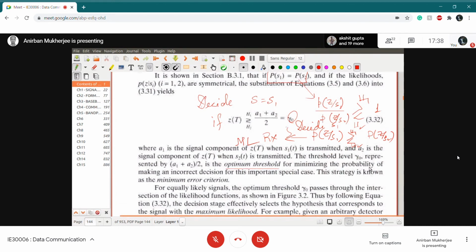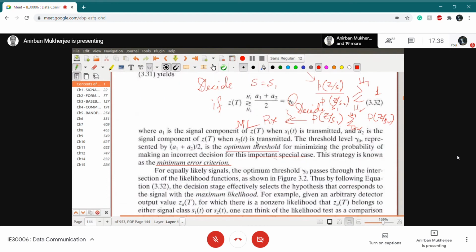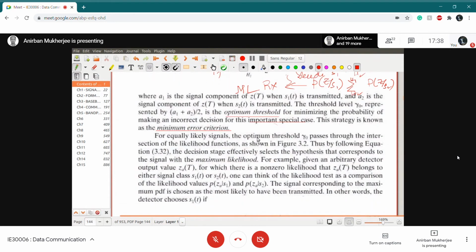This (A1 plus A2) by 2 is the optimum threshold for minimizing the probability of making an incorrect decision, for an important special case. Special case means P(S1) equal to P(S2). This strategy is called the minimum error criteria. Please try to derive why it is called the optimum threshold and the minimum error criteria. It is quite simple, because in machine learning class you may have studied something similar, maximum likelihood.